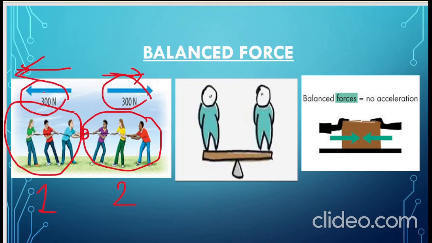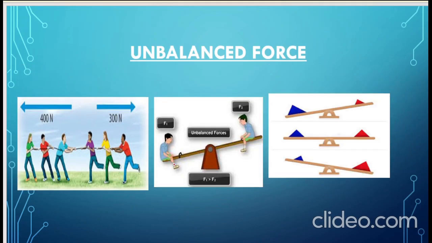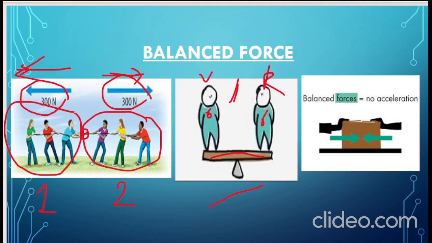Here in the second figure, this is our Virat, and this is Rohit. Their weights are equal, that is 6 and 6. Hence, there is no movement in this. If the weights were not equal, it would not be straight but would tilt like this. Let me show you in this figure, tilted like this. Balanced forces: in balanced forces there is no acceleration, no movement.